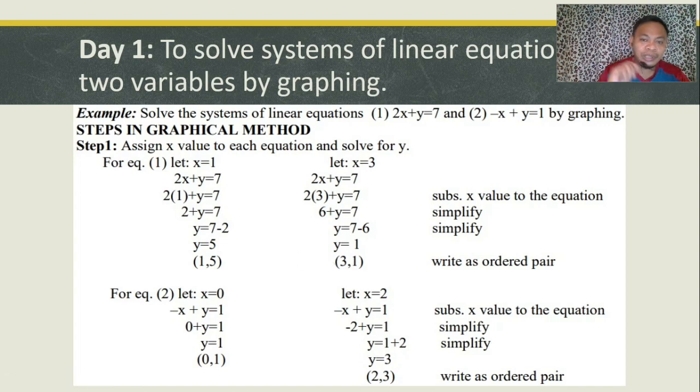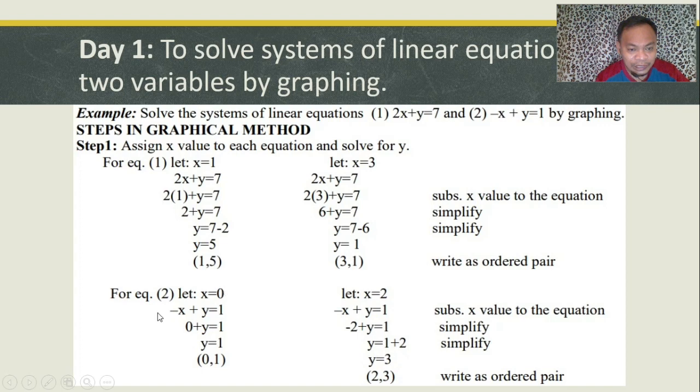Okay, so how about equation 2? For equation 2, we will let x equal 0 and let x equal positive 2. First, we will let x equal 0. Substitute the value of x in equation negative x plus y is equal to 1. So our x is 0, so it becomes 0 plus y is equal to 1. Then simplify, y is equal to 1. So our first ordered pair in our second equation is 0 and positive 1.